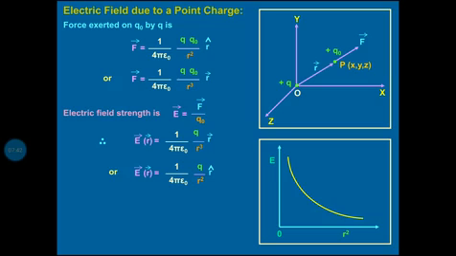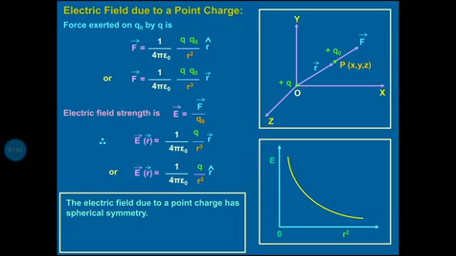But also the field resides, but at a very far distance, the electric field will diminish. So the electric field due to a point charge has spherical symmetry. And if Q is greater than 0, that means if the charge is positive, then the electric field is radially outwards. If the charge is negative, then the electric field is radially inward.